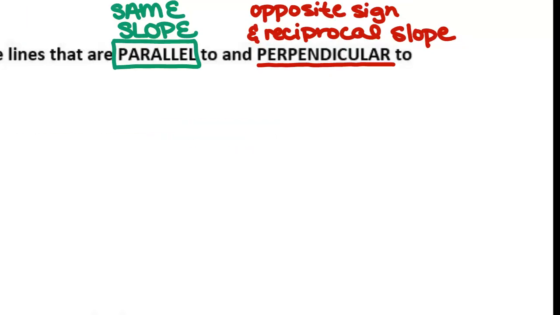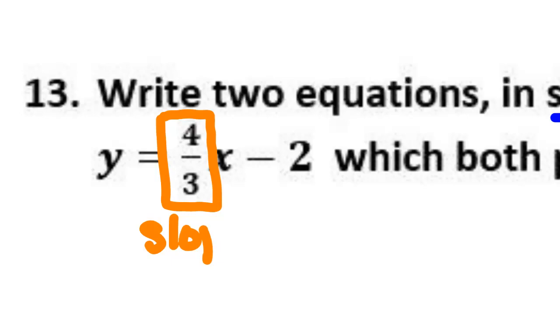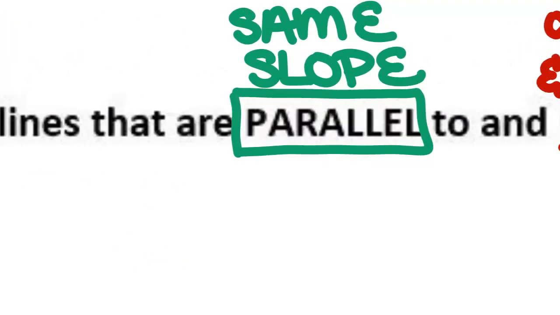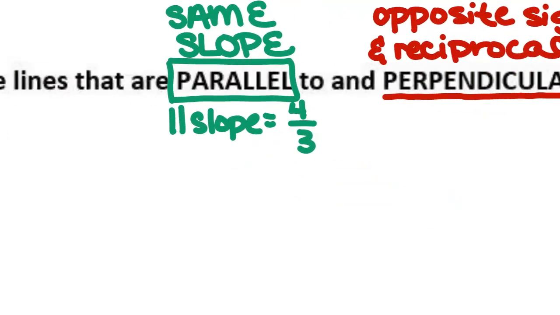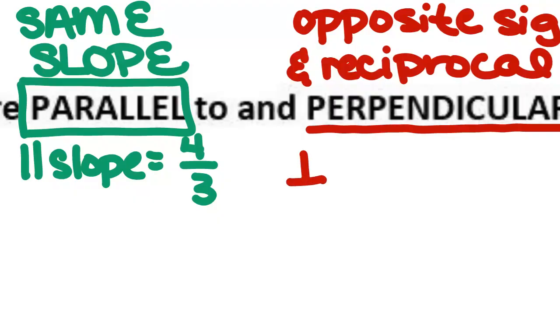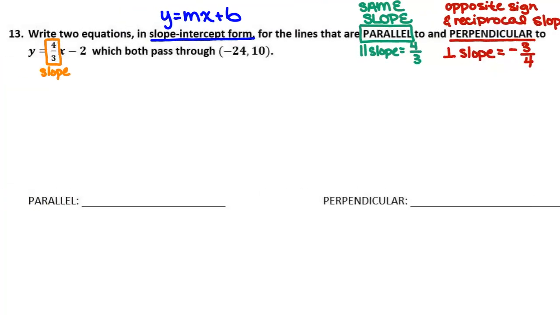What is the slope of the line they gave us? 4/3. Here's the slope. So what would my parallel slope be? 4/3. Parallel slope is 4/3. What will the perpendicular slope be? Negative 3/4, yes. Opposite sign, so this one becomes negative, and then we flip our fraction over.